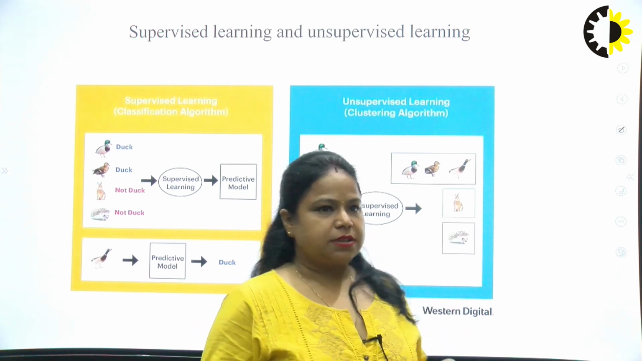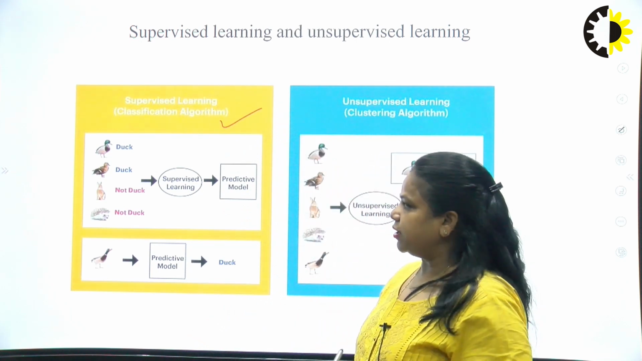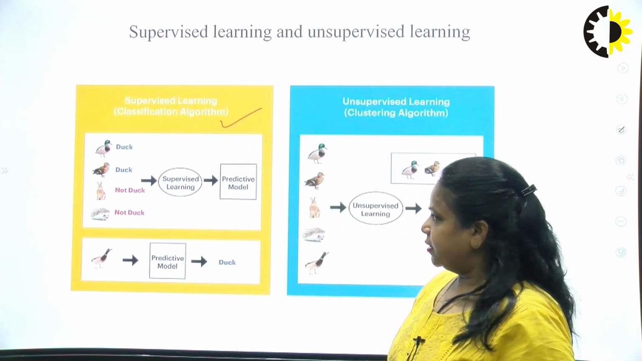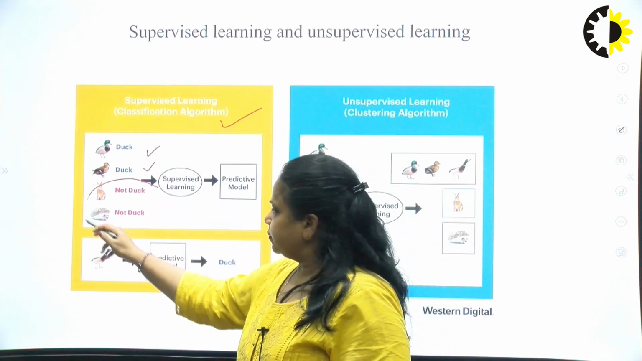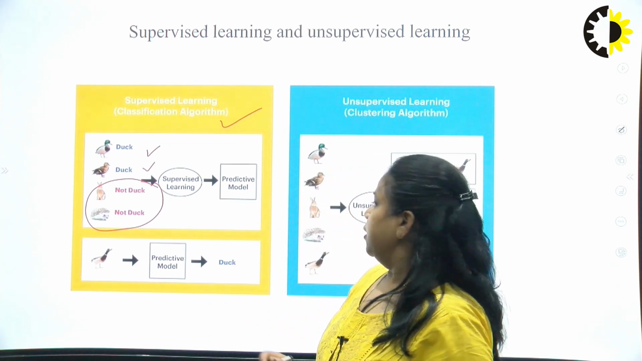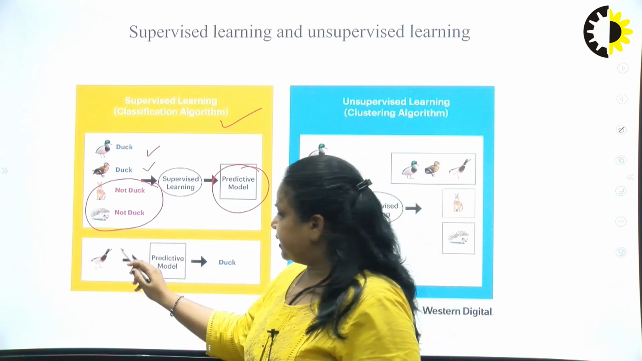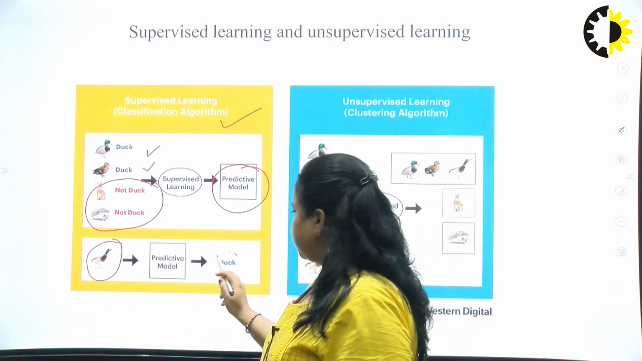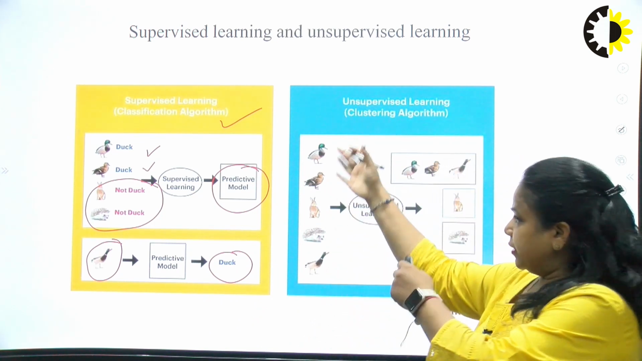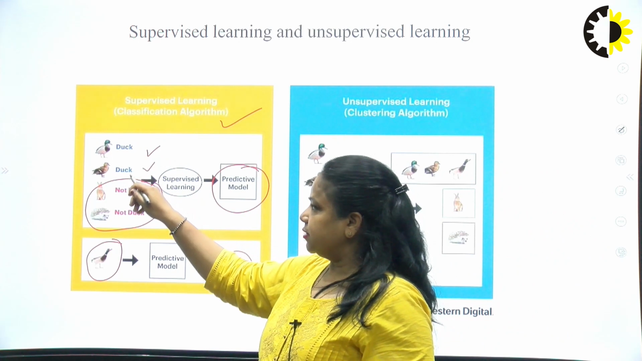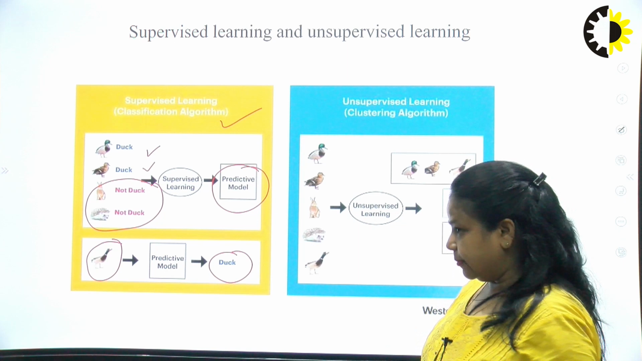These are the examples for supervised learning. Suppose I am talking about a classification algorithm in supervised learning. You can see these are the two categories: duck, and not a duck. On the basis of that, we generate a predictive model that this particular image is a duck. So we have labeled data. We have already labeled that this is a duck, this is not a duck, and so on.